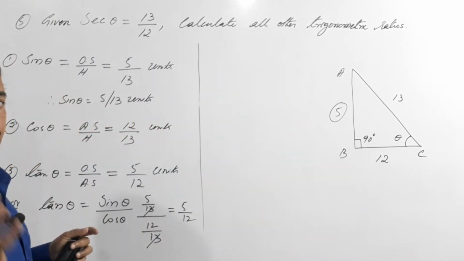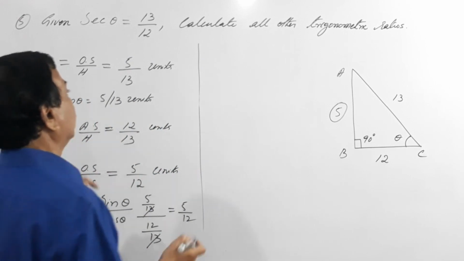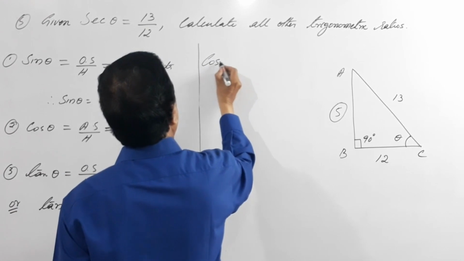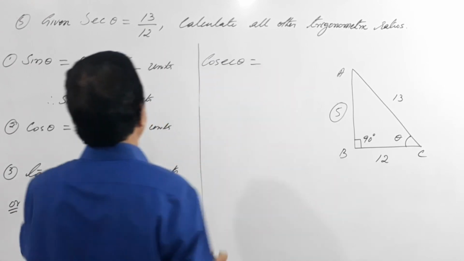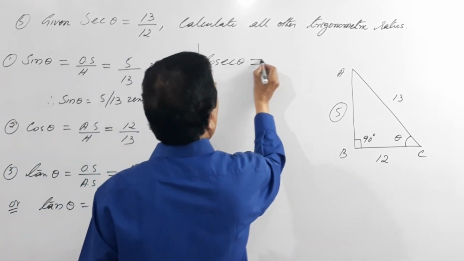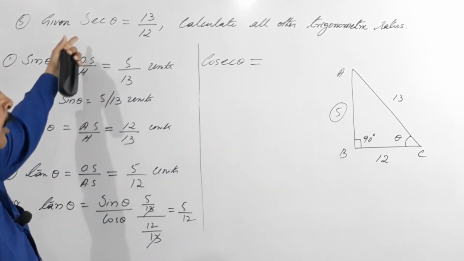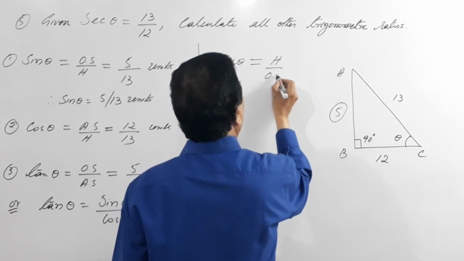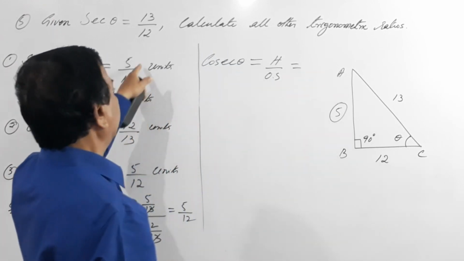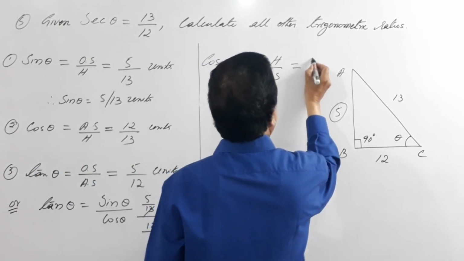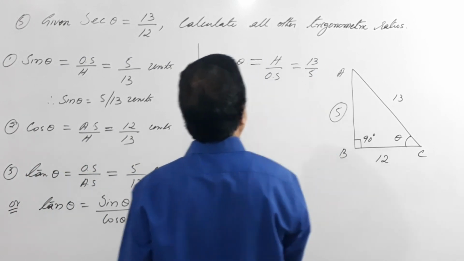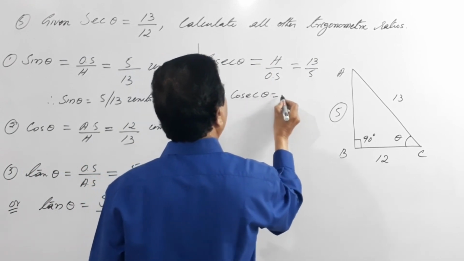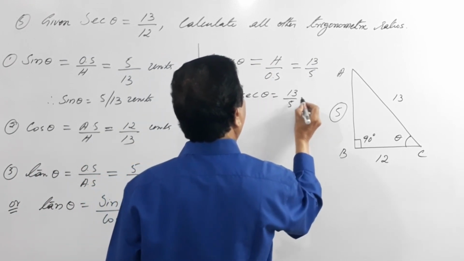So reciprocals I have taught you. Cosecant theta is what? Cosecant theta is the reciprocal of sine, hypotenuse by opposite side. So what is it? 13 by 5. Therefore, cosecant theta equals 13 by 5 units.